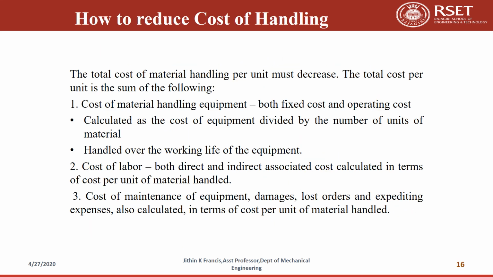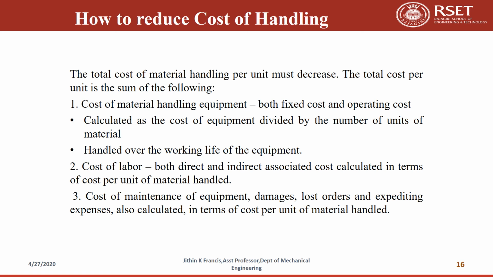So how to reduce the cost of handling? In order to reduce the cost of handling, the per unit cost must decrease. Now, what is the per unit cost? Per unit cost is the sum of the cost of the material handling equipment, both fixed cost and operating cost, the cost of labor, both direct and indirect cost associated with them, the cost of maintenance of these equipments, the cost of damages, the cost of lost orders, and other expediting expenses.